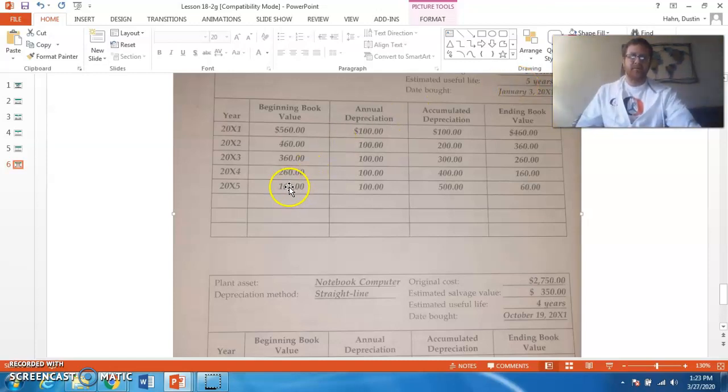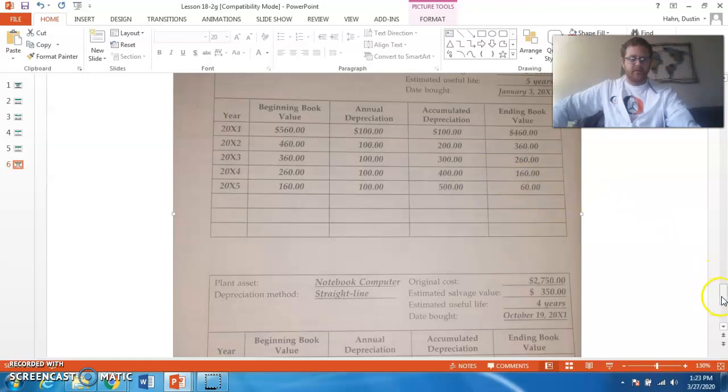So we have 160. At the start of year 5, we were anticipating our computer monitor to be valued at $160. It depreciates for that full year, because we have it for 5 full years. So that full year it depreciates another $100. Accumulated depreciation, you take your 400 plus your 100, and that equals your 500. All you have to do is take your 160 minus your 100 equals your 60. Okay, so now at the end, when you are ready to get rid of it, it's still valued at $60.